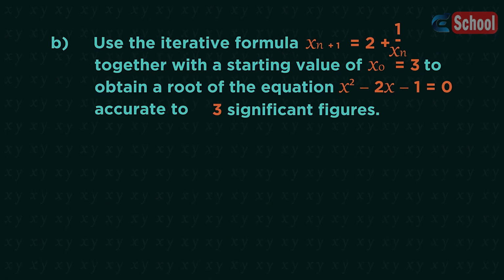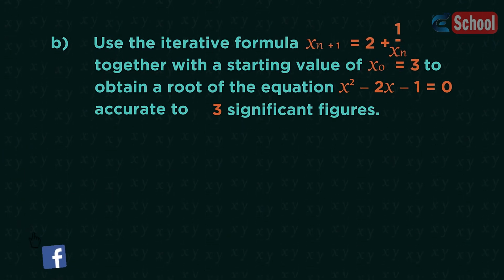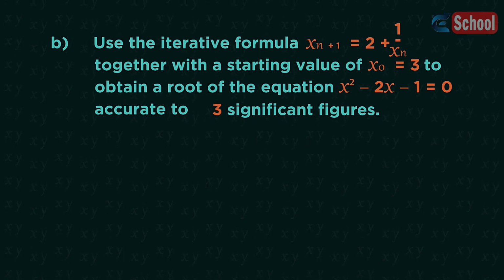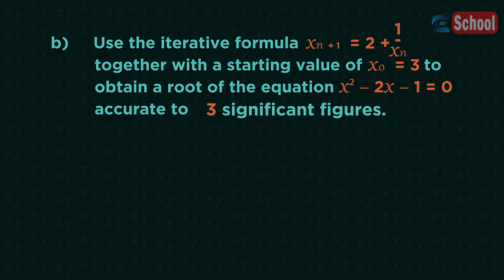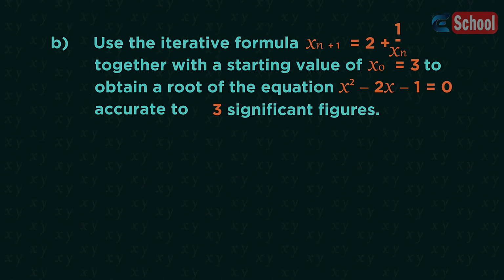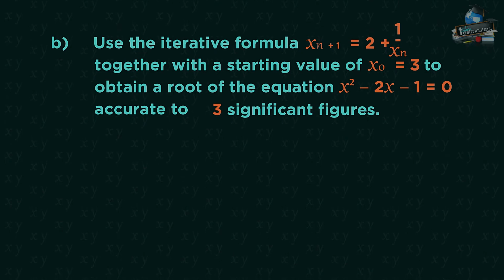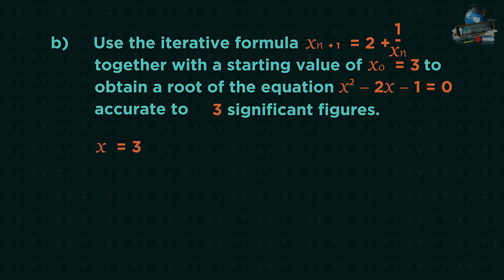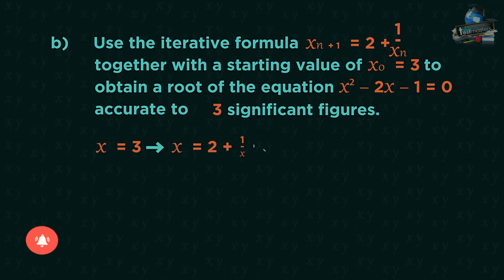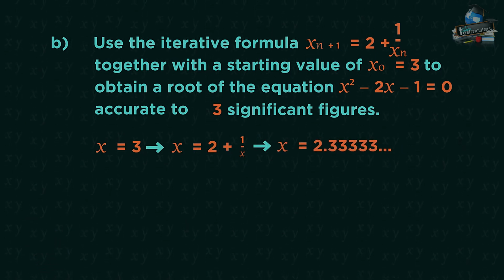So part B, we use this formula and 3 as the starting value. Because the question says to 3 significant figures, we need to keep 4 significant figures each time. So 1 degree of accuracy more than requested. 3 into our iteration formula gives 2.333. This isn't the same as 3.